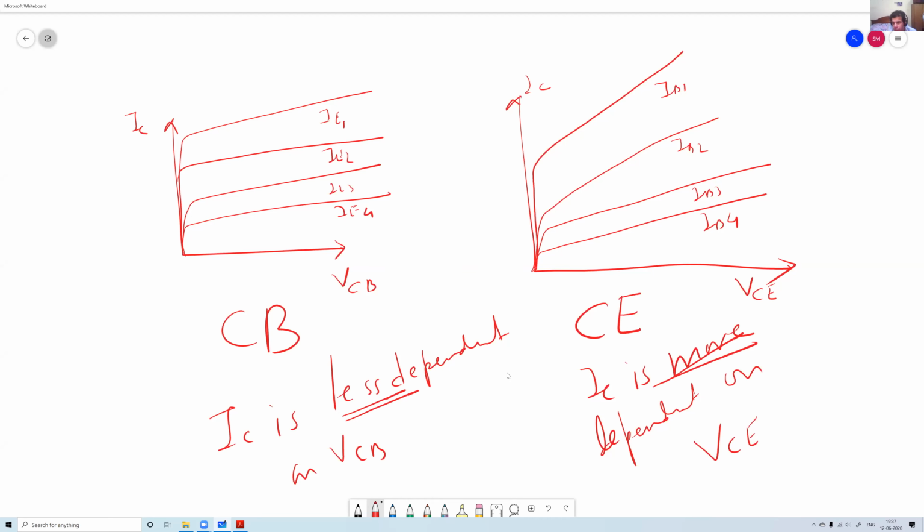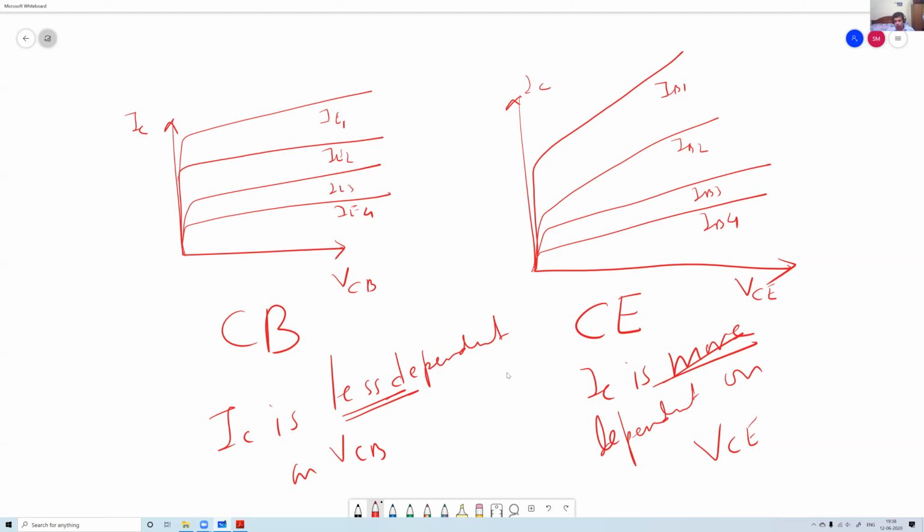Common base has voltage gain but not current gain. That is true, but the better way to put it is common base amplifier has more voltage gain and not current gain. Here I am not talking about current gain and voltage gain. Common base amplifiers have very low input impedance, by the way. So although it has very high voltage gain, it's rarely used as an amplifier.